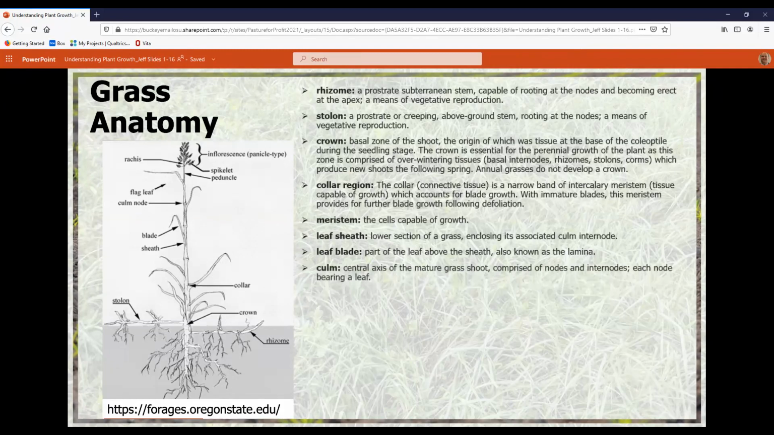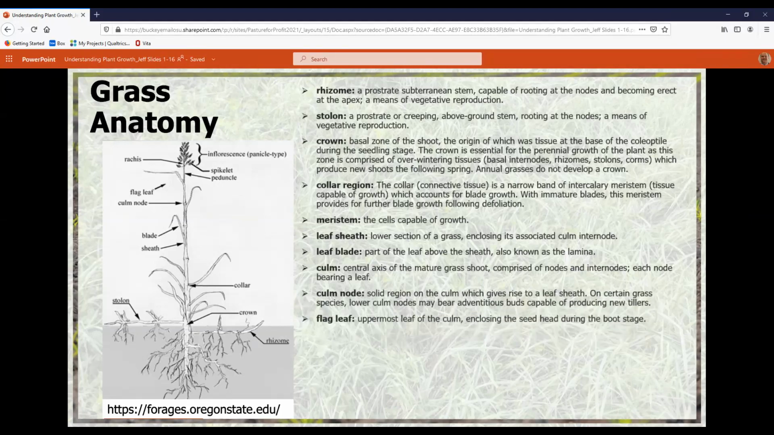Culm is just a fancy term for the central axis of a mature plant. It comprises all of the central stem, the node, the flag leaf. A lot of times we talk about the boot stage, and the boot stage is the reproductive stage where the flower is encased within a leaf. It's that flag leaf, so it's the last leaf basically before the seed head.